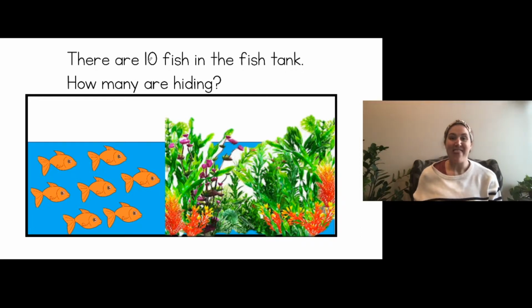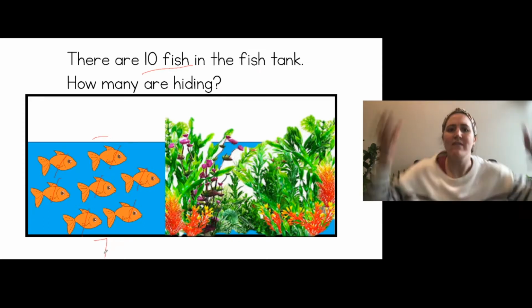This says there are 10 fish in the fish tank. How many are hiding? So there's supposed to be 10. Wow, that's a lot of fish that are supposed to be in there. I'm not sure how many are here. Let's count to figure out. There are 1, you counting with me? 1, 2, 3, 4, 5, 6, 7. So how many? Yeah, 7. There are 7 fish, but we're supposed to have 10.